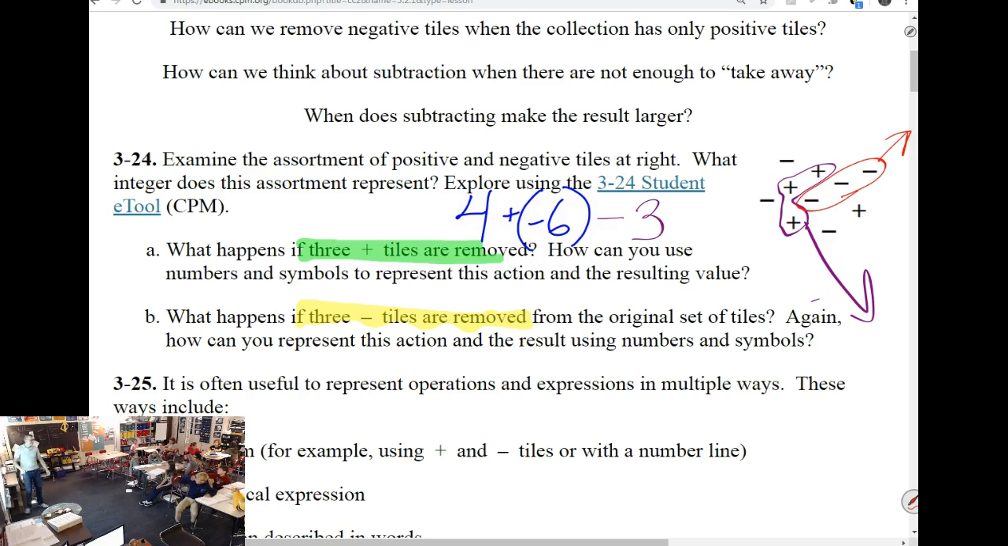How do we show this? We're not adding because we're not bringing them in. We're going to subtract the -3. I'm going to take away 3 of those negative tiles. And now we're left with 1, 2, 3 negatives, 1 positive. So what's my real result?